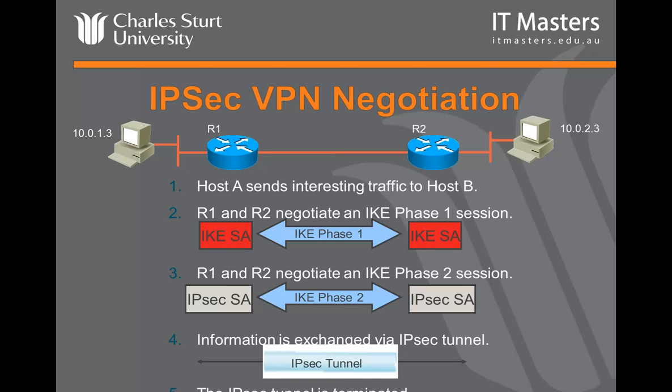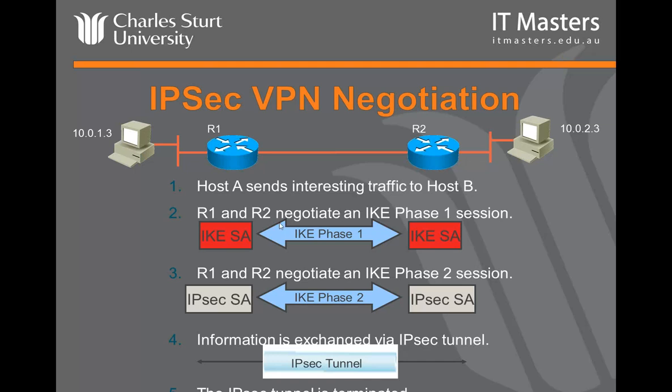Okay, now in this case it may be everything because it's just a point-to-point link between two routers. But it doesn't have to be. A subset of the traffic that you're sending between the two routers can be encrypted and everything else can be in plain text. It depends on your requirements. But in any case, host A, 10.0.1.3, sends some interesting traffic, or attempts to, to 10.0.2.3 over here.